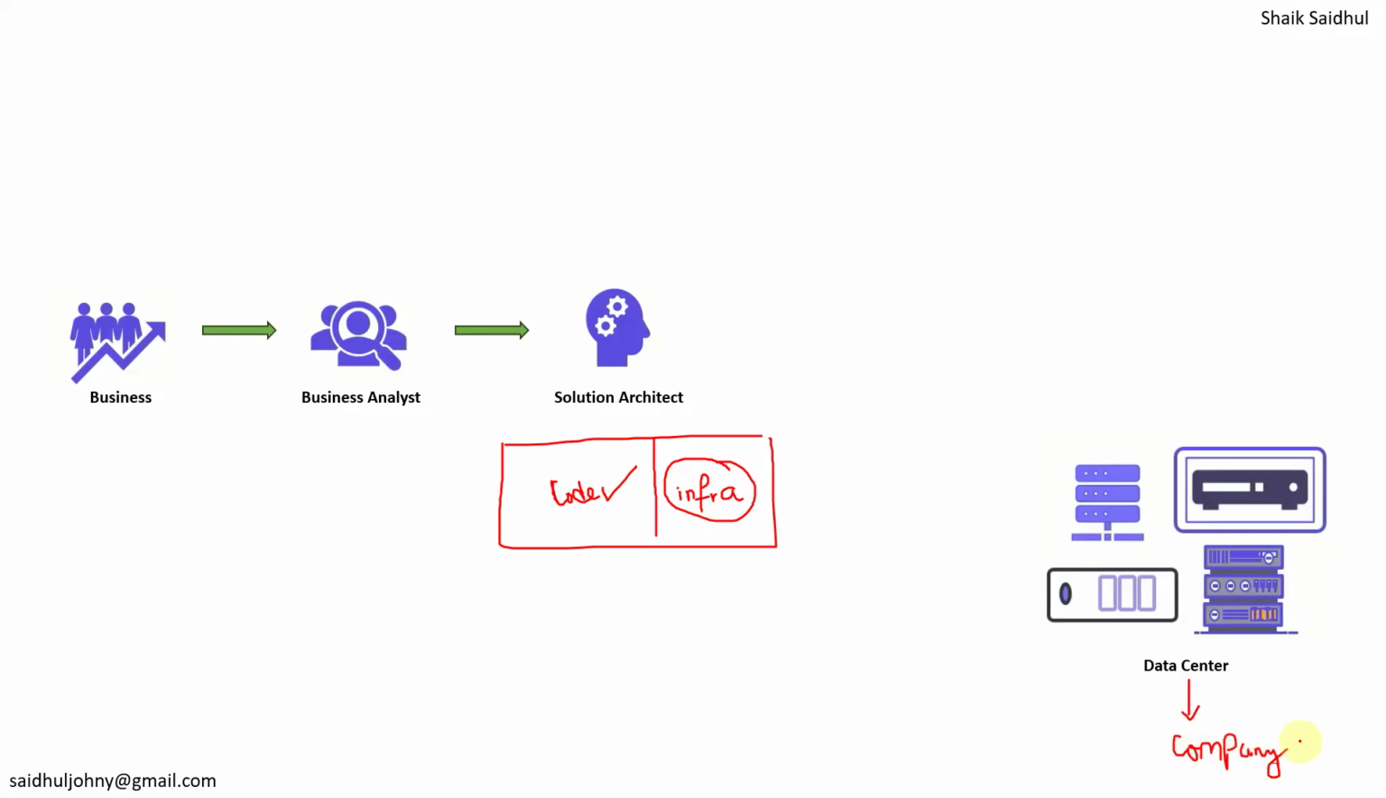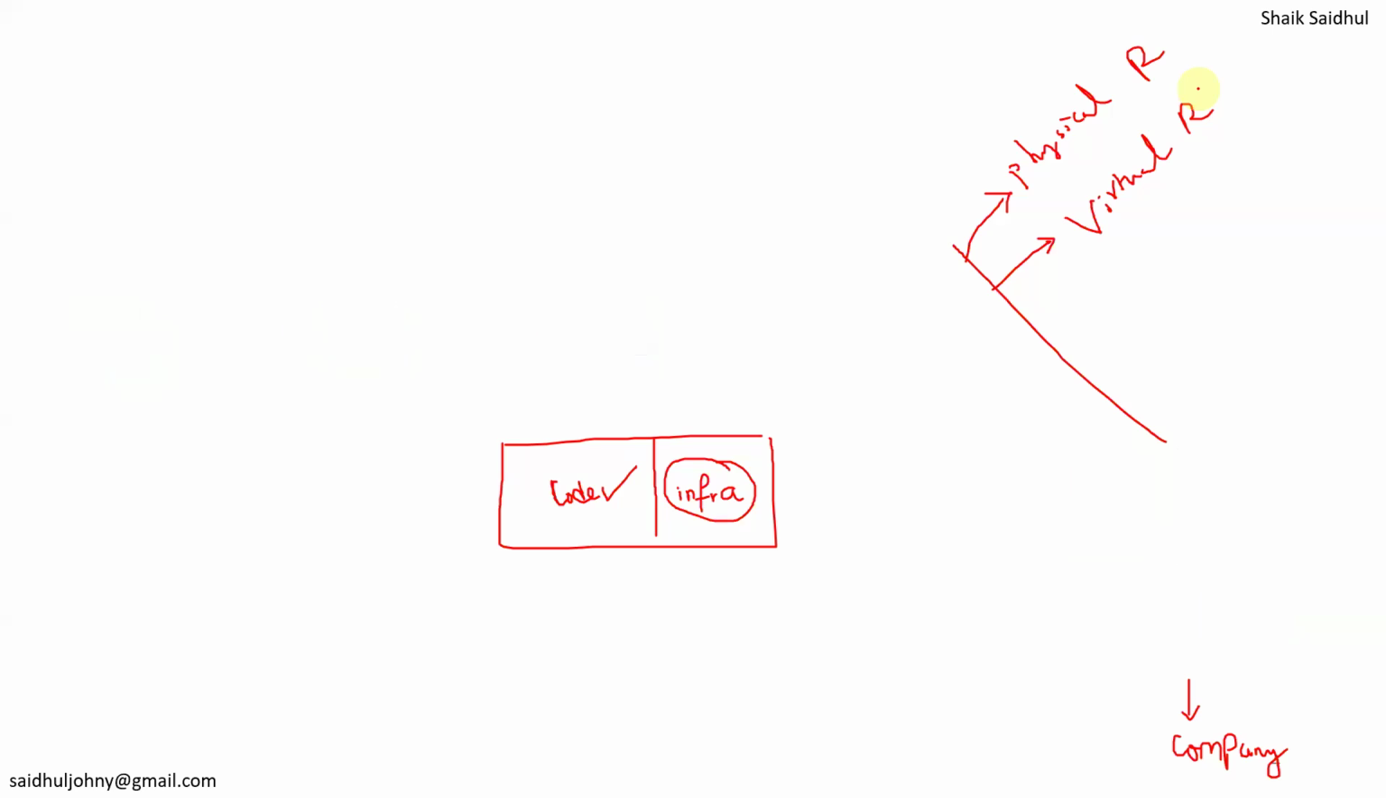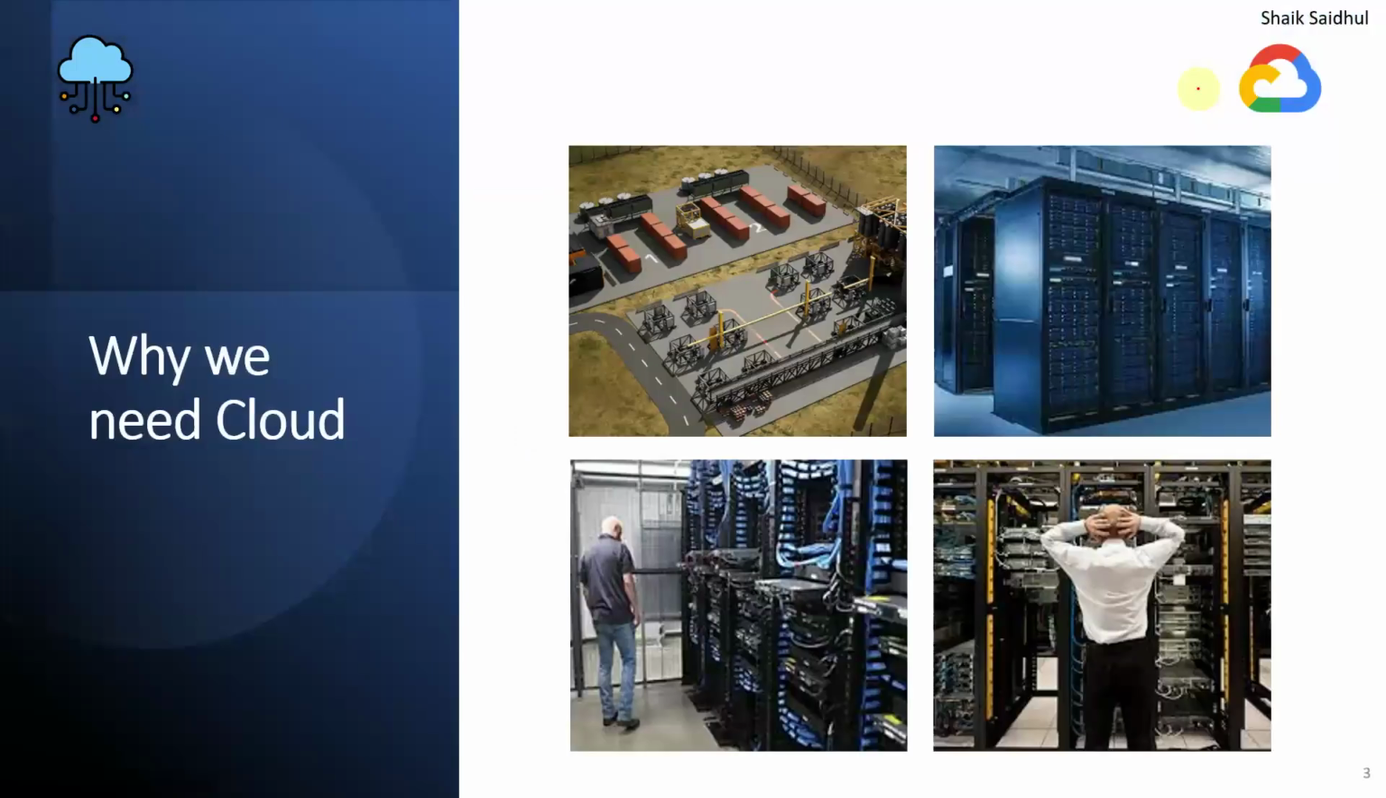Right? So in the data center, you will have two types of resources. One is physical resources. One more is virtual resources. A data center is a collection of physical resources and virtual resources, and the resources are properly organized in a rack and stack mechanism. This is called a rack and stack.